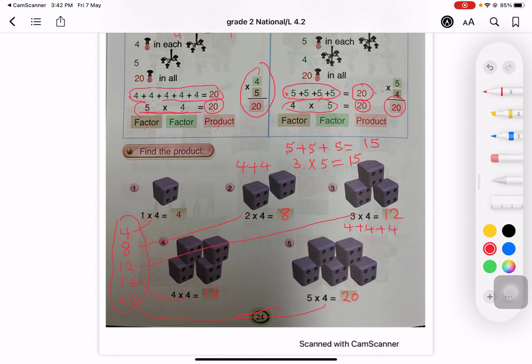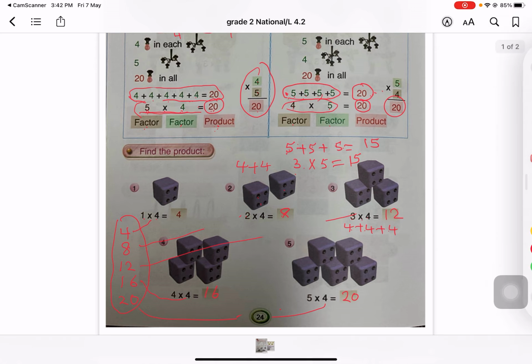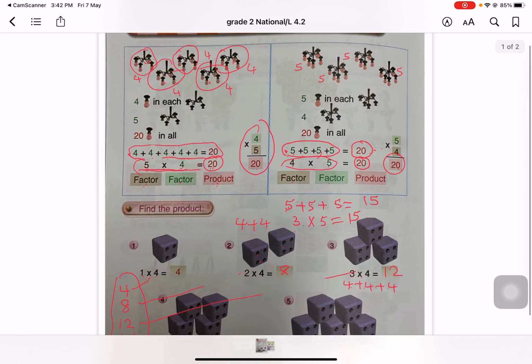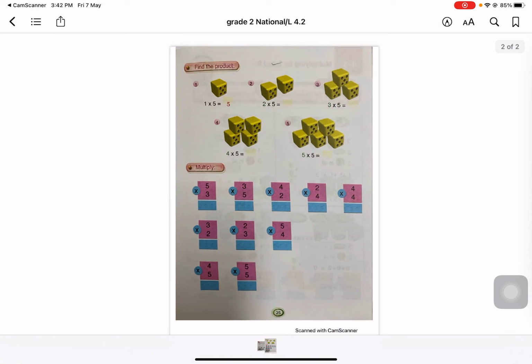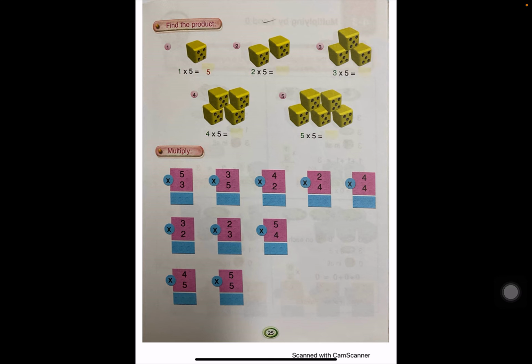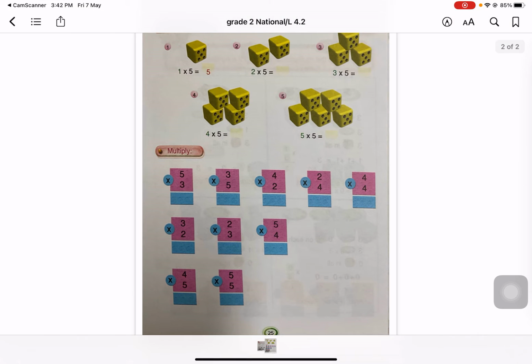We finish page 24. Please, grade 2, move with me to page 25. Move with me. We are going to do now table 5. It's the same. Go to page 25. Here is page 25. It's table 5. And also I will start repeating.